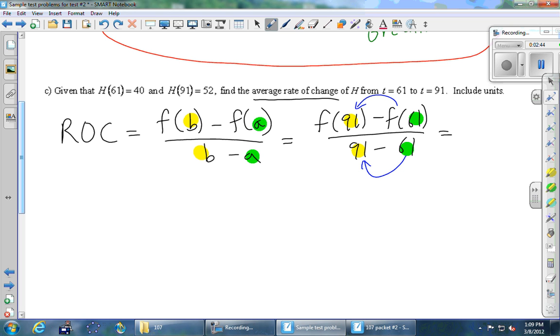Okay, what does this equal? Well, f of 91 is 52. Oh, I see that I've been using f's. Maybe we should change them to h's. F was my generic name for a function, but this particular function is capital H.